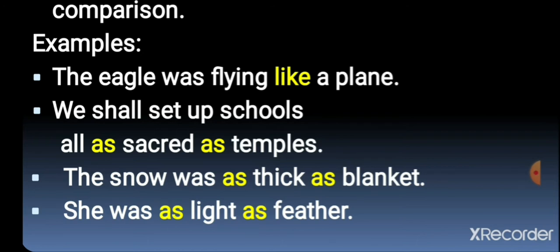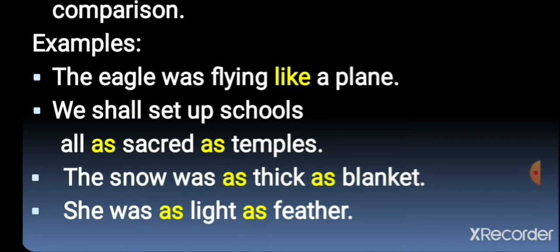Let's take another example student. The eagle was flying like a plane. Yes students, here in this sentence there is comparison between eagle and a plane. Eagle और plane में comparison कर रहे हैं बेटा. And like word is also here. So it's a simile. The snow was as thick as blanket. Then she was as light as feather. So students, these are some examples of simile.